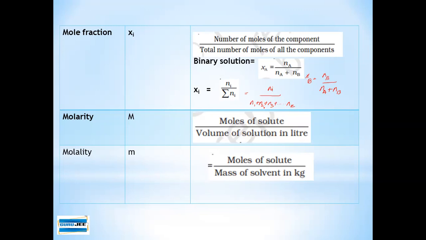Do you understand? Yes, ma'am. Then the sum of all mole fractions will be 1. That is, the mole fraction of each component: XA plus XB plus XC, etc., will be equal to 1. If we total the mole fractions of all components, we will get the answer as 1. Do you understand? Yes, ma'am.